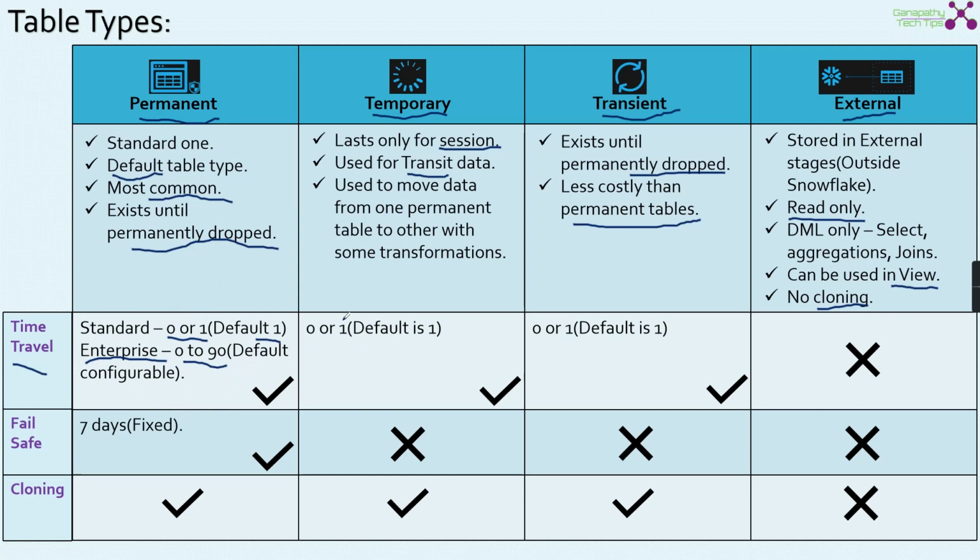When we move on to the temporary table, the only option is 0 or 1. So a maximum of 1 day of time travel is possible for a temporary table. Similarly, for the transient table, it is 0 or 1, a maximum of 1 day of time travel. When it comes to the external table, the time travel option is not at all available. So tick marks are all about availability, and cross marks are about non-availability.